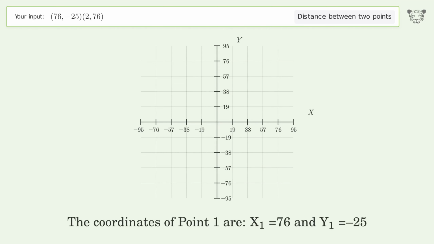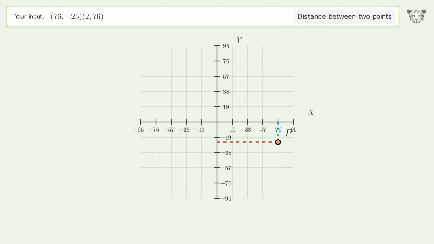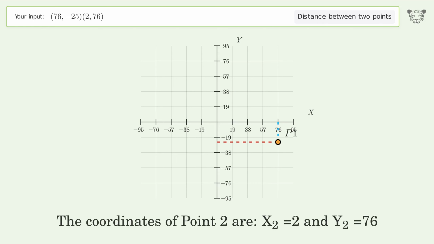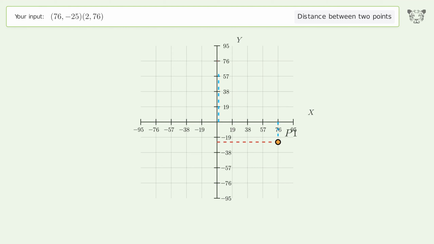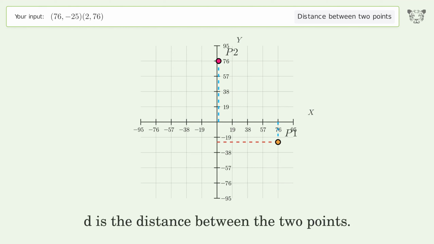The coordinates of point 1 are x1 equals 76 and y1 equals -25. The coordinates of point 2 are x2 equals 2 and y2 equals 76. D is the distance between the 2 points.